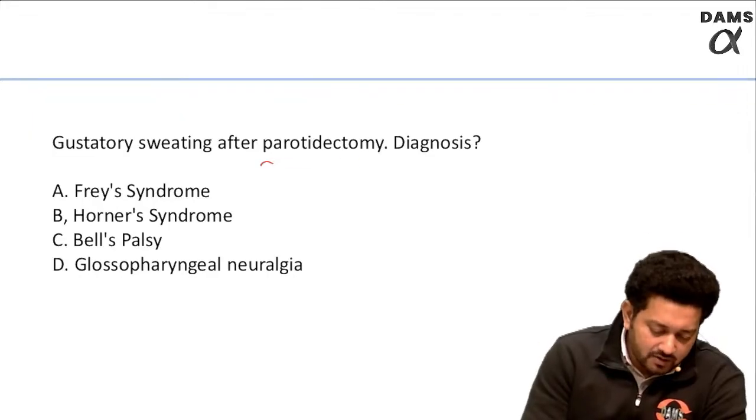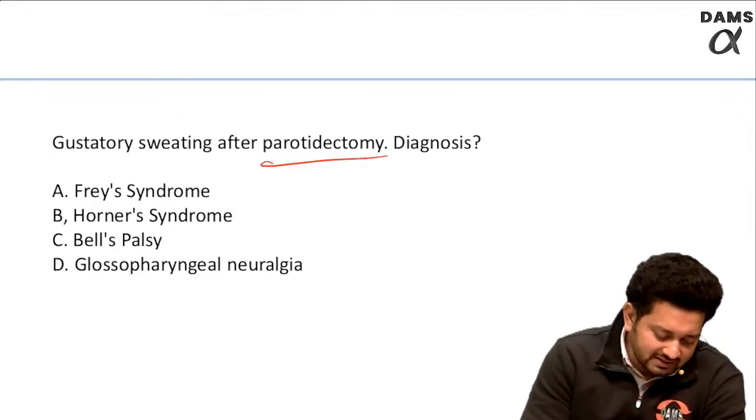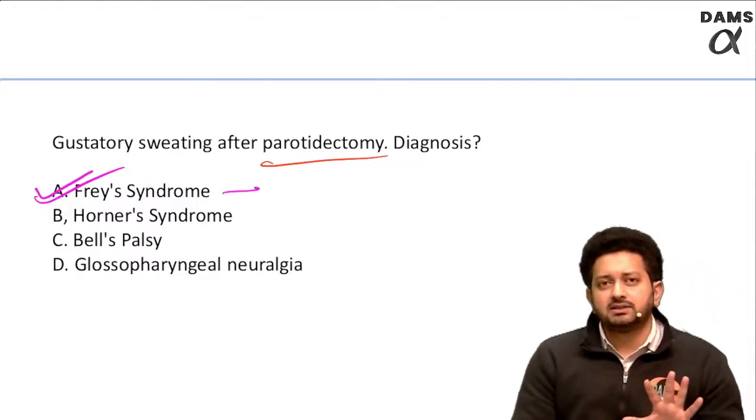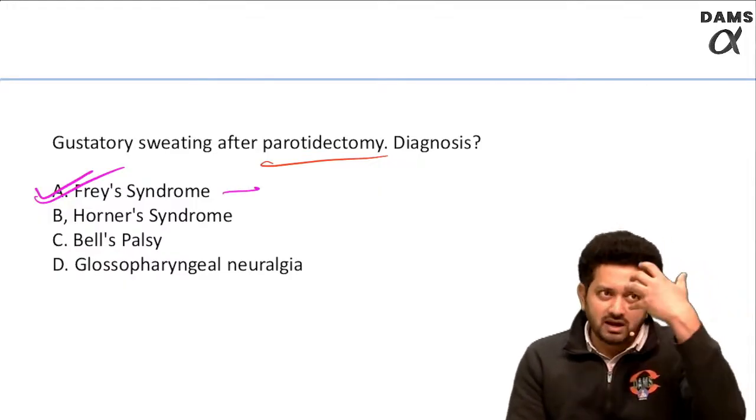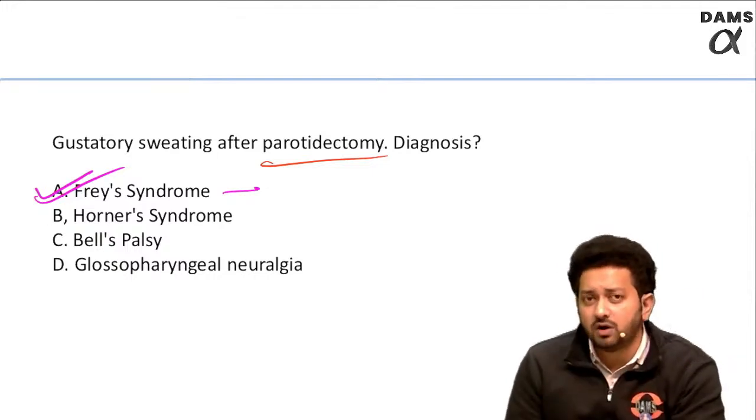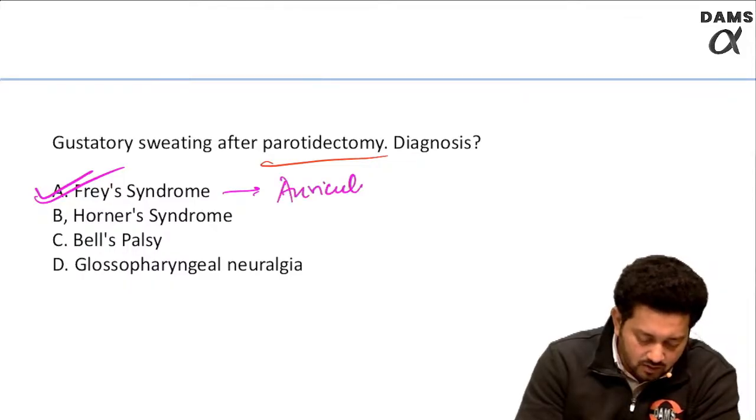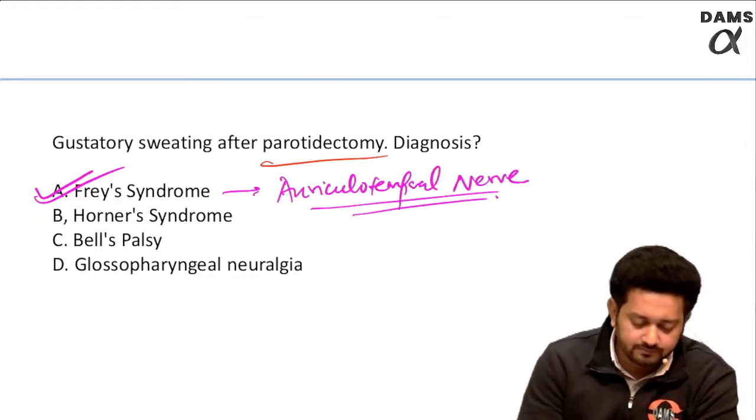Gustatory sweating after parotidectomy, everybody knows this is Frey syndrome. I don't know whether the question was in Frey syndrome which nerve is involved, or whether they simply asked what is this Frey syndrome. It is because of injury to the auriculotemporal nerve.